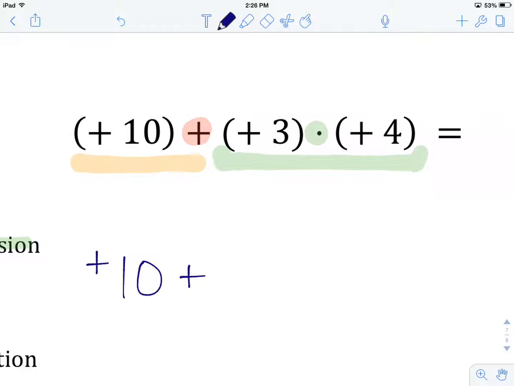Now I have a positive 3 multiplied by a positive 4. When I get two positive integers being multiplied together, I remember that the result is going to be positive as well. And 3 times 4 gives us 12. So there is our next line.